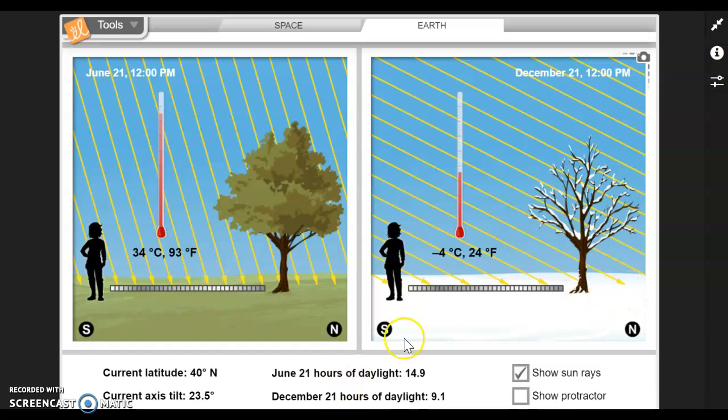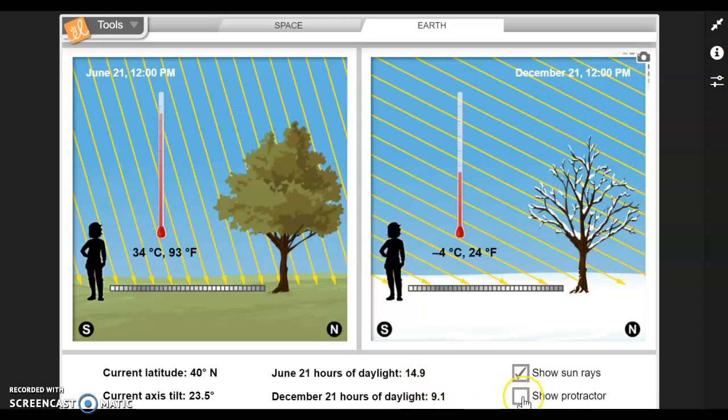All right. Then you had to look at the temperature, which is right here, and you were supposed to put it in degrees Celsius. So 34 degrees Celsius versus negative 4 degrees Celsius. And the daylight hours. So in June, there's 14.9 daylight hours, and in December, there's 9.1 daylight hours.